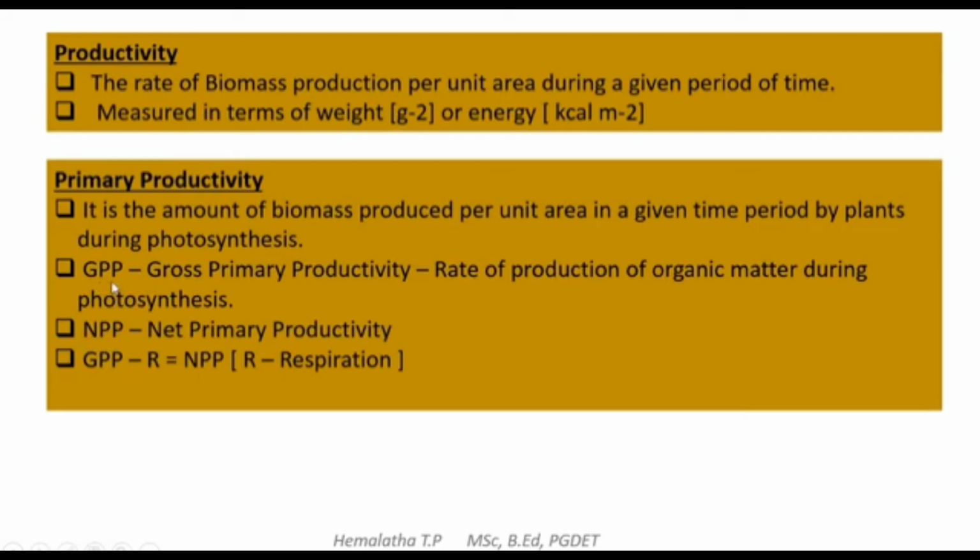This primary productivity is of two types, GPP and NPP. What is the full form of GPP? Gross primary productivity. And what is NPP? Net primary productivity. To understand this in a simpler way, I can give you the example of salary. Imagine that you have joined a new company and the company has fixed your salary as 30,000. After a month, you get your salary and it is 25,000 in your hand.